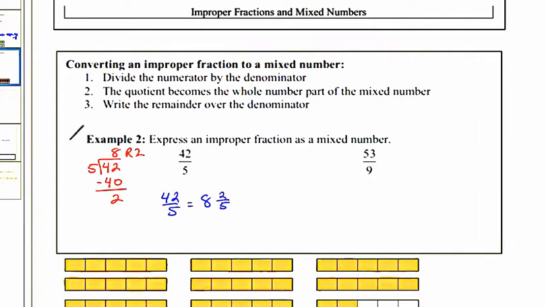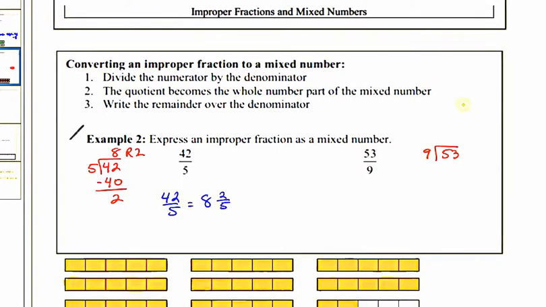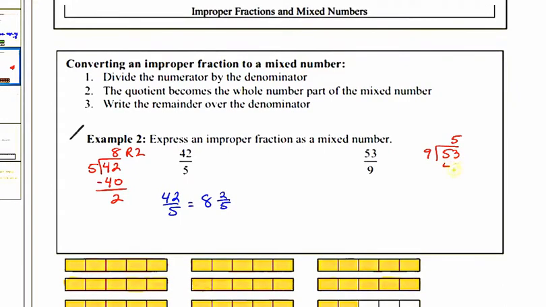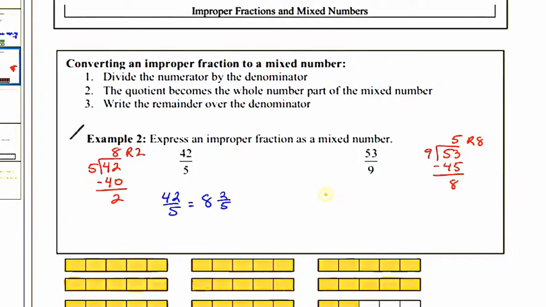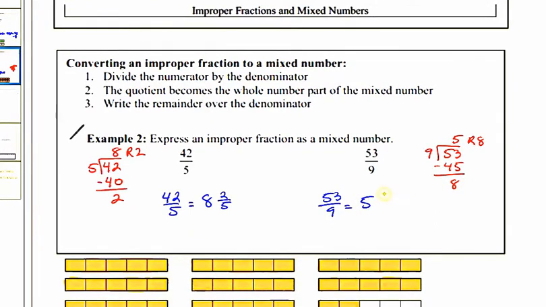Next we have 53/9. So we'll take 53 and divide by 9. And there are 5 9s in 53. 5 times 9 equals 45. And we subtract, and we have a remainder of 8. Which means 53/9 is equal to 5, and the remainder of 8 over the denominator or divisor of 9.